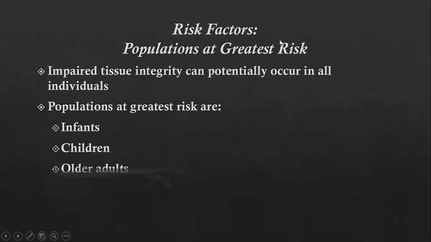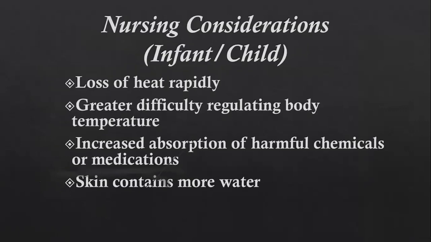So we got our impaired tissue integrity. It can occur in any individual. As we talked about, it can happen from babies, children, older adults. It doesn't matter. Okay, so any kind of nursing considerations that we may have, it could be with babies. They lose heat rapidly, and that's one of the reasons why we always try to keep them covered up, because they can lose heat. They have a difficulty regulating their body temperatures. They have increased absorption of harmful chemicals.